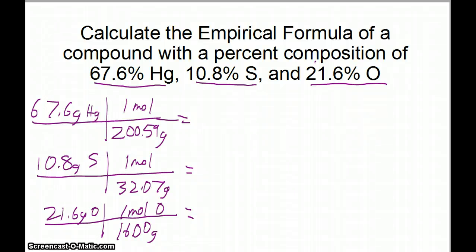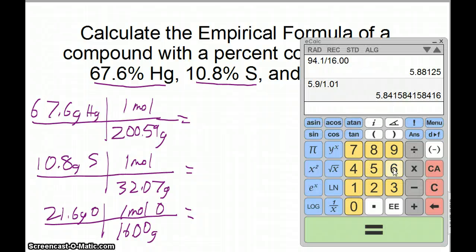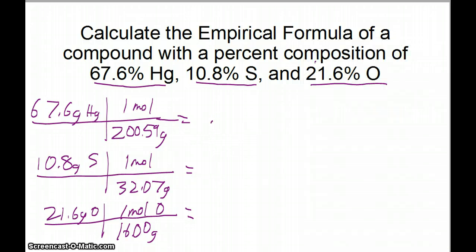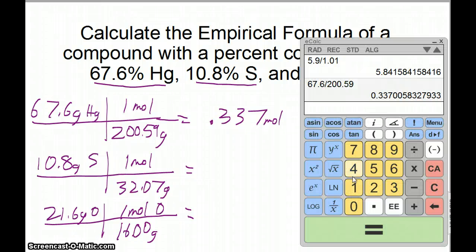Okay, so calculator out. Here we go. 67.6 divided by 200.59 equals 0.337. So 0.337 moles.